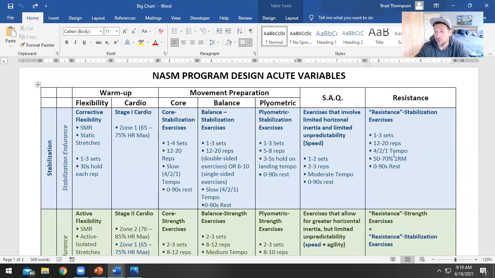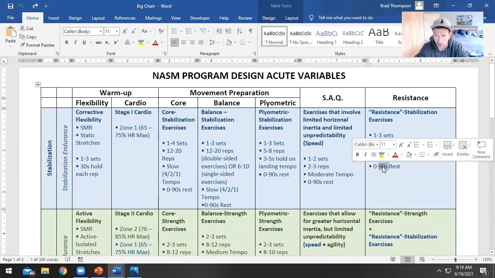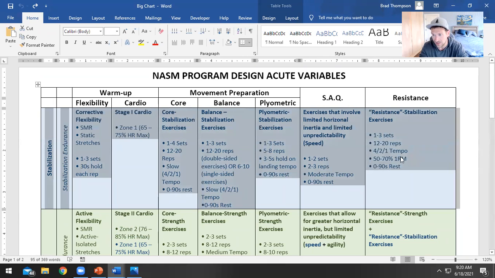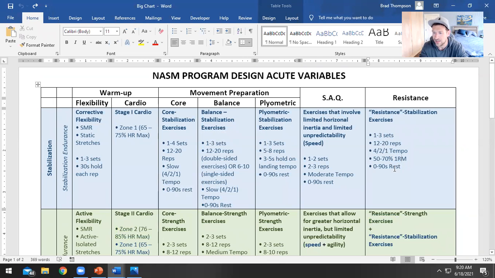So for stabilization, our rest is actually 0 to 90 seconds. Now, 90 is relatively long. The reason it's in there is because this is low intensity, so you wouldn't think we would need a lot of recovery, and you would be right if you make that assumption. But this is also where we have our beginning clients, so they may need some extra rest, and that's why that's built in here. So 0 to 90 seconds of rest for stabilization, but it could be all the way at 0. It could be really low.